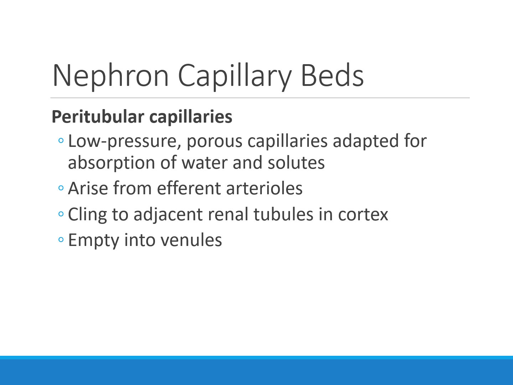The peritubular capillaries, on the other hand, are low pressure porous capillaries that are all about sponging up or absorbing water and solutes that have been pushed out of the nephron that we want to keep. Again, remember, if it stays in the nephron, it's going to the toilet. So whatever it is that we want to keep, we push out of the nephron into these peritubular capillaries. These again come off that efferent arteriole, the exiting arteriole from the glomerulus, and they cling to the adjacent renal tubules in the cortex. These empty into the cortical radiate vein.